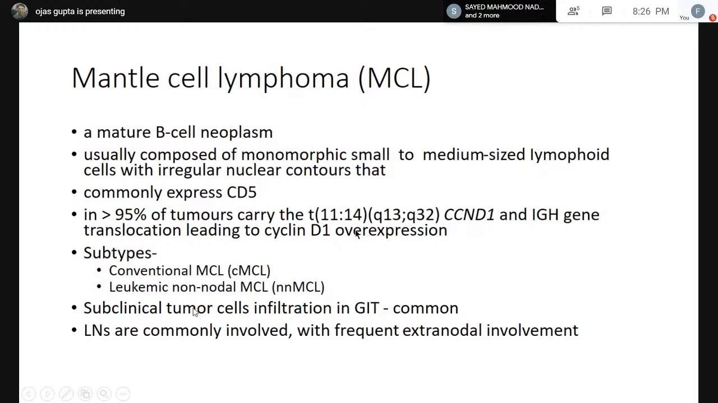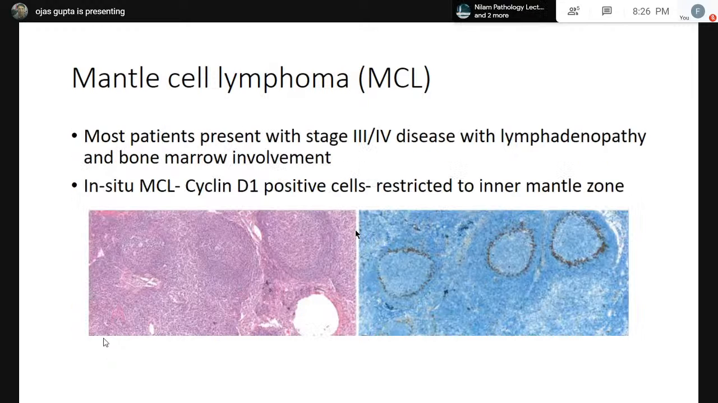So subclinical tumor cell infiltration in the GIT is a common presentation. Lymph nodes are also commonly involved, with frequent involvement of extranodal sites. Most of the patients present in stage 3 and 4 with lymphadenopathy and bone marrow involvement.